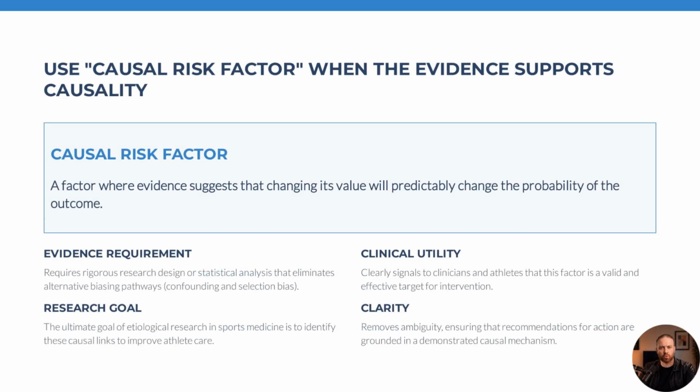So, what should we do? If the evidence supports causality, we should use the term causal risk factor. This means that changing the factor is expected to change the outcome. These are the factors that should guide intervention strategies.